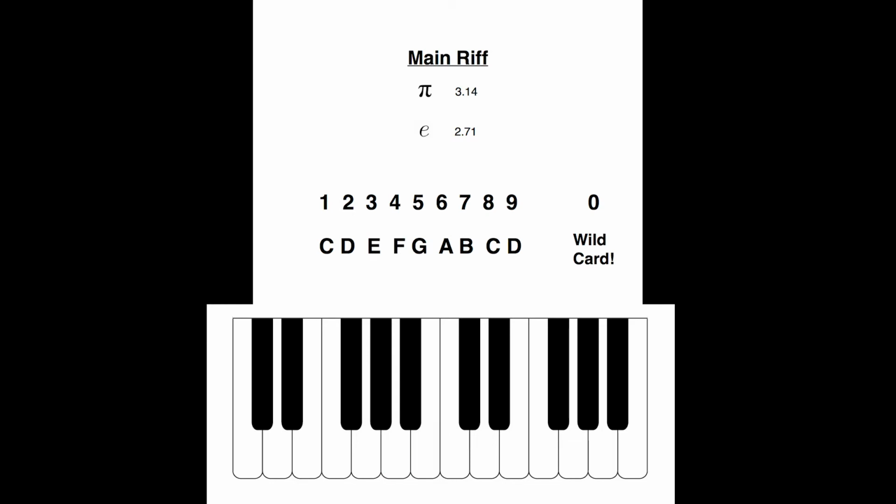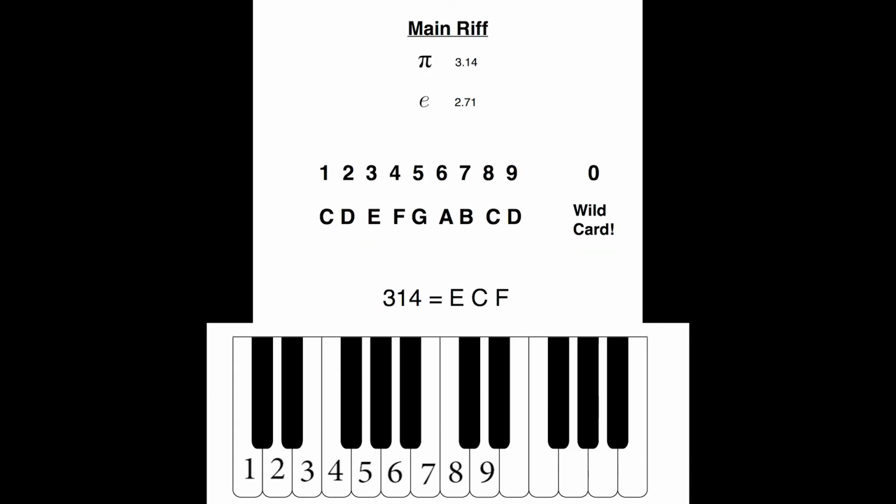So it's all based off of the C major scale. Instead of thinking of it as C, D, E, F, G, A, B, C, think of it as numbers: 1, 2, 3, 4, 5, 6, 7, and then 8. We're back to C, which is the same as 1. So 1 and 8 are the same, and 2 and 9, D, are the same. And the only other number we didn't cover is 0, and I just made 0 a wild card, which means whenever 0 popped up, I could just choose whatever note I wanted.